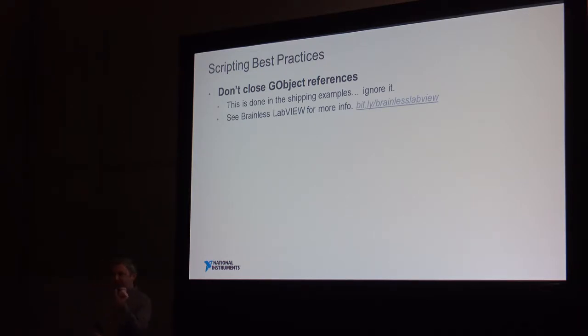So if you have a reference to a panel and you close the reference to the panel, then you use the reference to the panel to do something, it totally works. So closing the panel reference was just a waste of time. So don't worry about closing GObject references. I have more details in the presentation about that. You definitely want to close VI references and application references and ActiveX references and hardware references. All the other references, you want to close those. But GObject, don't waste your time. You do not need to close those.